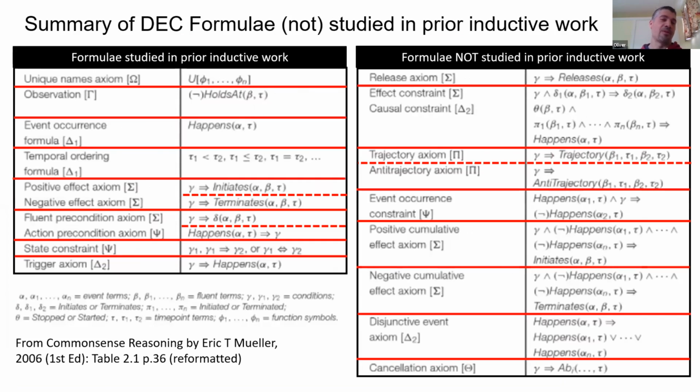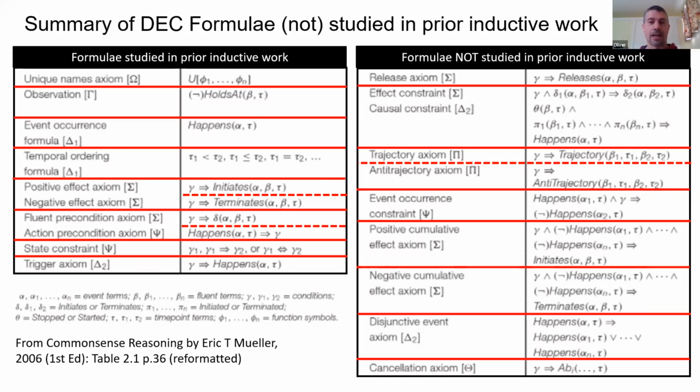Here's just a summary. This is the tip of the iceberg of a very big discipline with lots of research into temporal reasoning that is pretty much unknown in ILP. Here are some examples of the different phenomena that are modeled within the modern discrete event calculus, and it includes disjunctive events, cumulative effects, trajectories, anti-trajectories, causal constraints, effects constraints, as well as the things on the left-hand side of the table, which have basically been looked at within ILP, but there's a lot that hasn't.